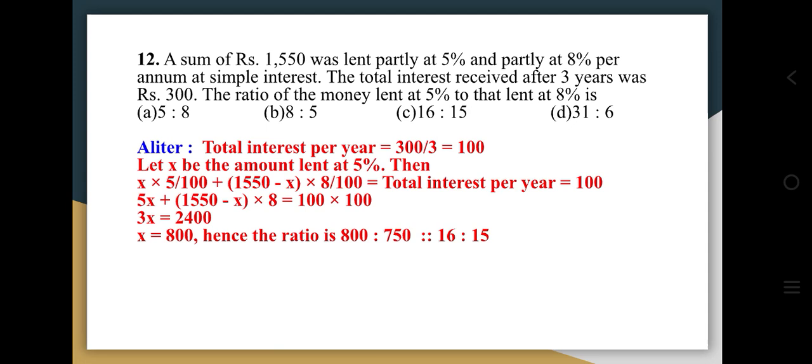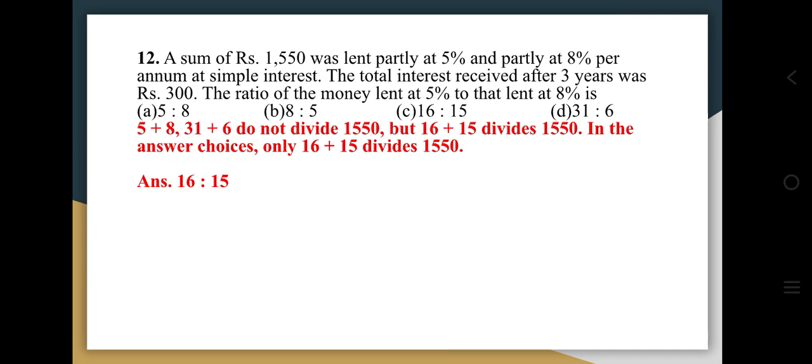It means 1550 has to be a multiple of 13, but 1550 is not a multiple of 13, or 13 does not divide 1550. So 5 is to 8 is not the correct answer. Similarly, 8 is to 5 is also not correct, because 8 plus 5 is 13, and 13 does not divide 1550.